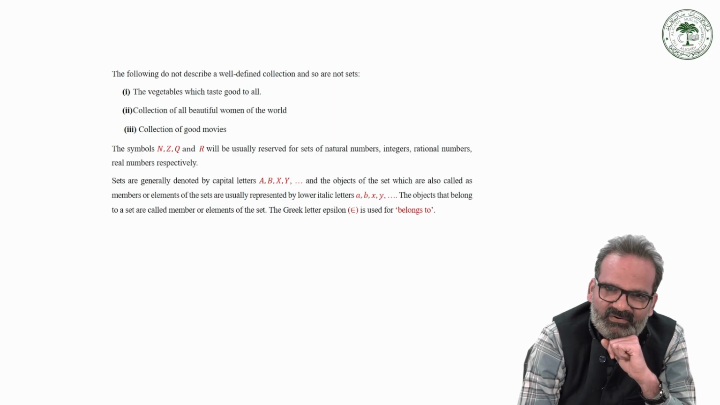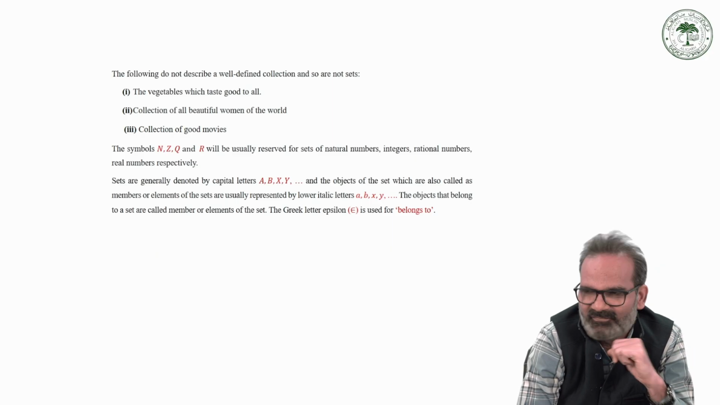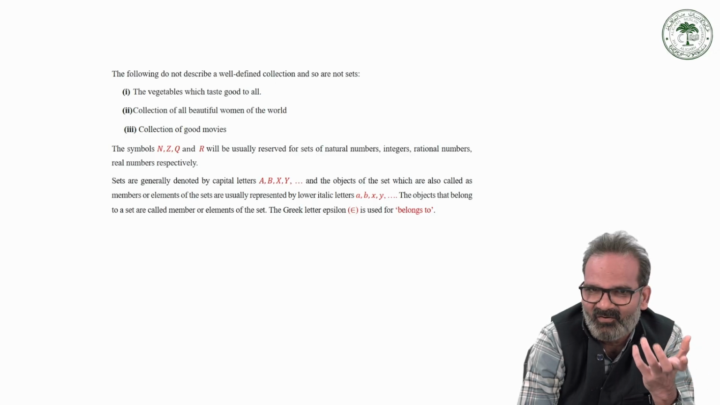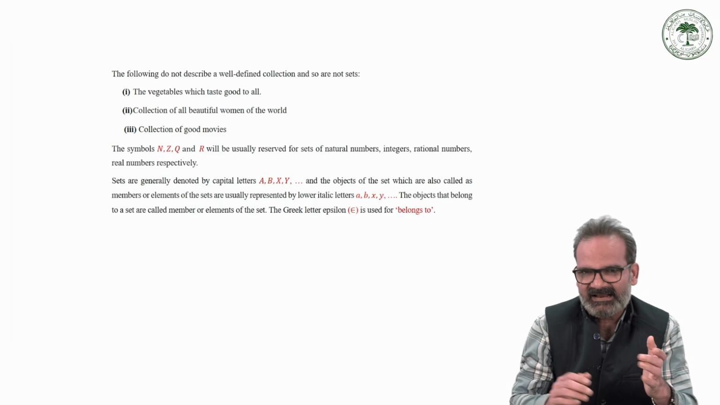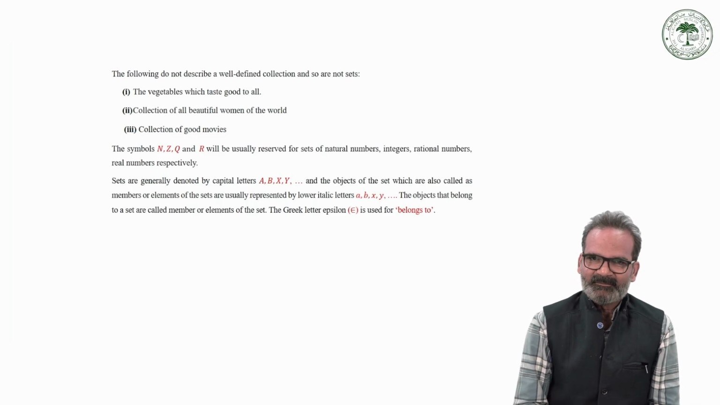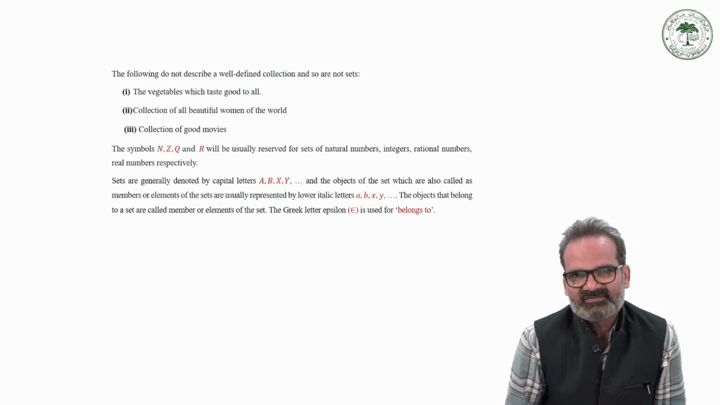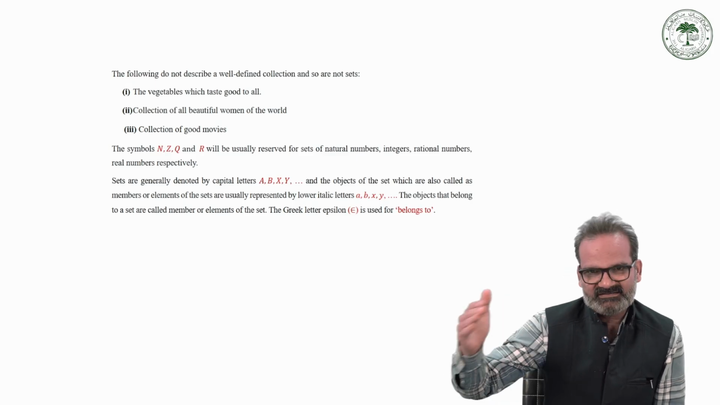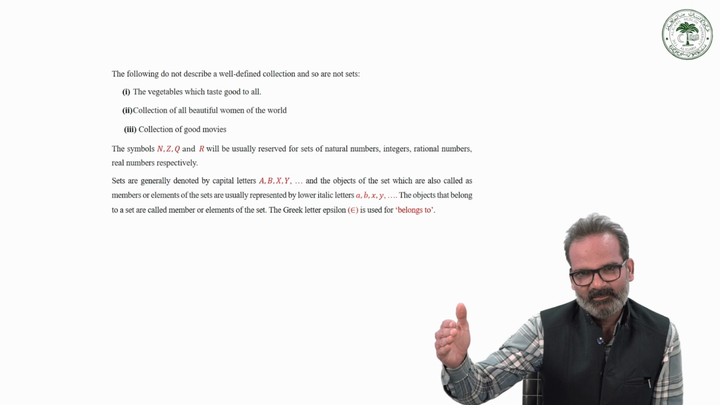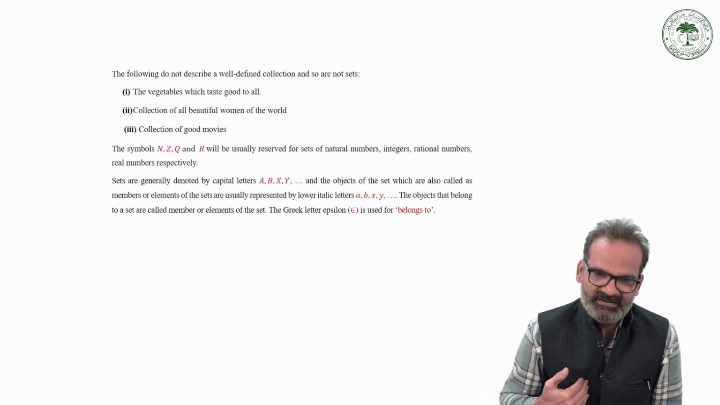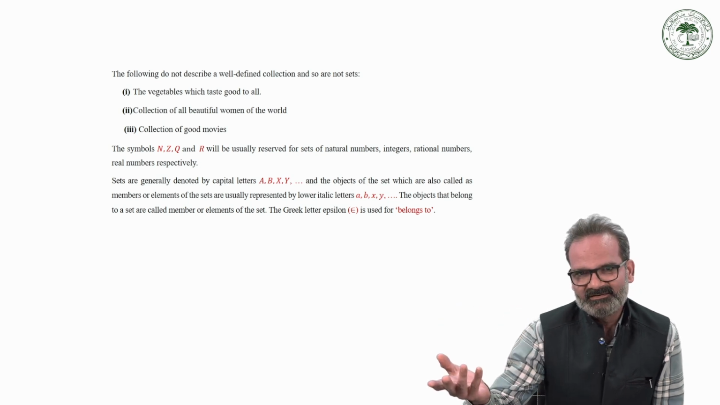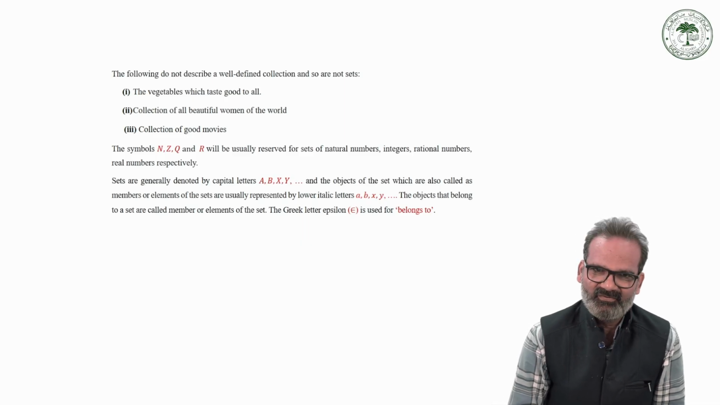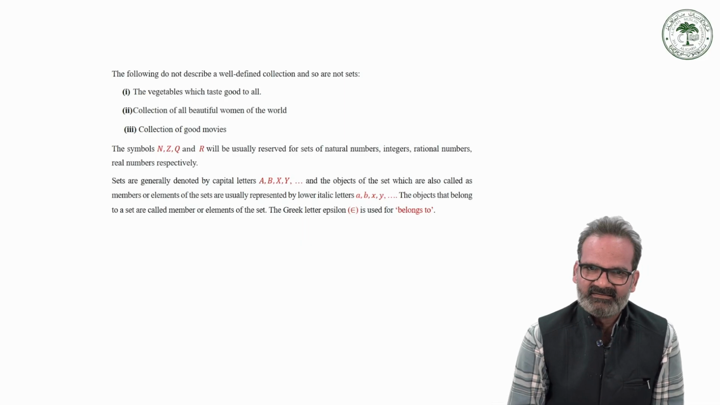2. Collection of all beautiful women of the world. Of course, this is also a collection of beautiful women, right? But this collection is not well defined because beauty is a subjective term. Beauty is a qualitative term. It varies from person to person. A woman may be beautiful for me, but may not be beautiful for you. So this collection is also not well defined, so it is also not a set.